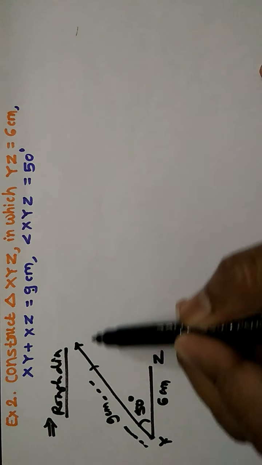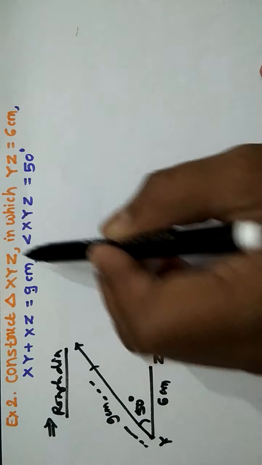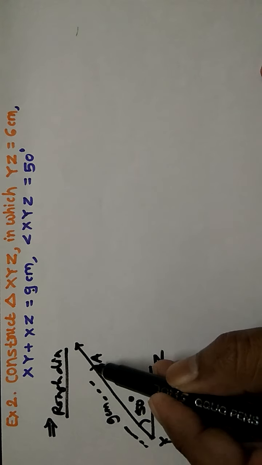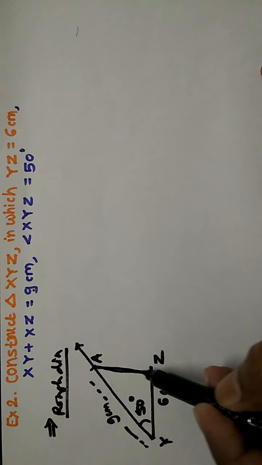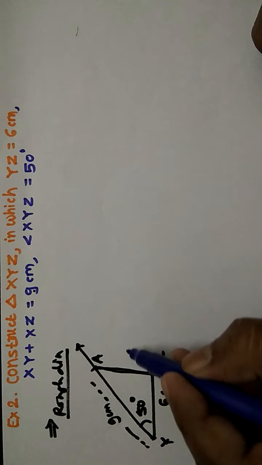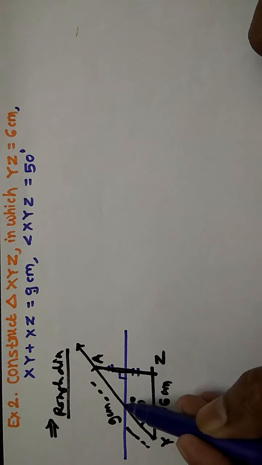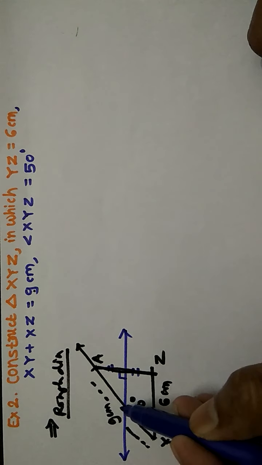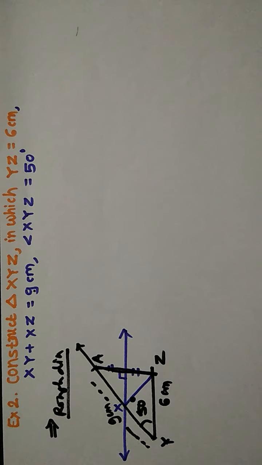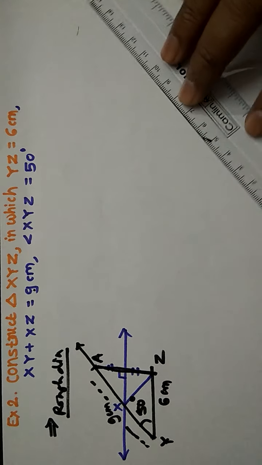Note here, this point is denoted by a letter other than X, Y, Z. Means here we note that point as A. Draw AZ. And then draw the perpendicular bisector of AZ. This is the perpendicular bisector of AZ. Where this line intersects the ray, that point is X, and join X and Z. Now we draw this construction, means construct triangle XYZ.